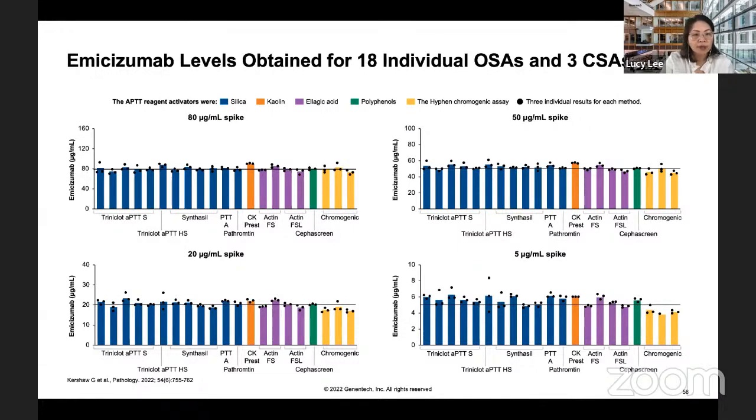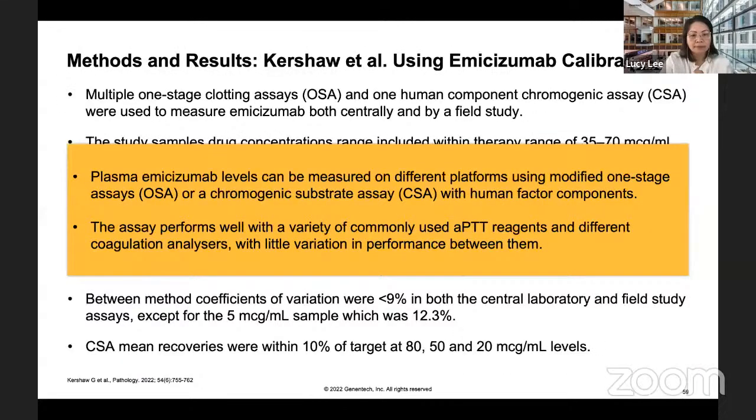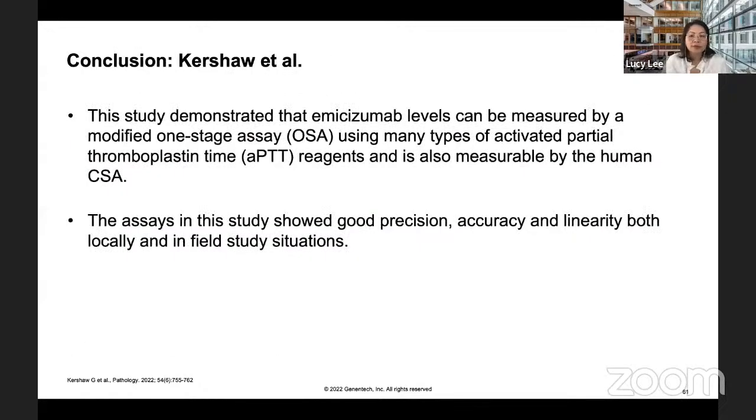I'll just put up this slide really quickly. I think pictorially, it tells you that the quantification is very consistent across APTT reagents and analyzers, and these are data from the 13 field labs. So in essence, the conclusion from the study was that emicizumab can be measured using modified one-stage assay and using a variety of APTT reagents and analyzers, and that there was good precision and accuracy and really low coefficient of variation, generally around less than 10% across most of the concentrations evaluated.